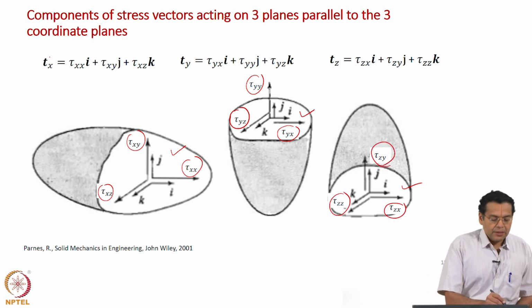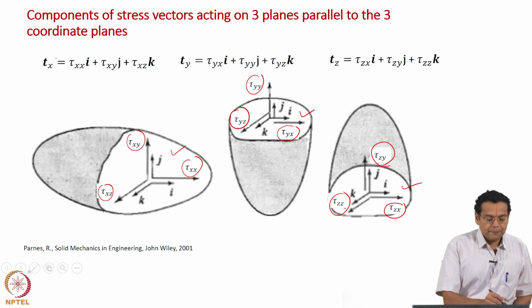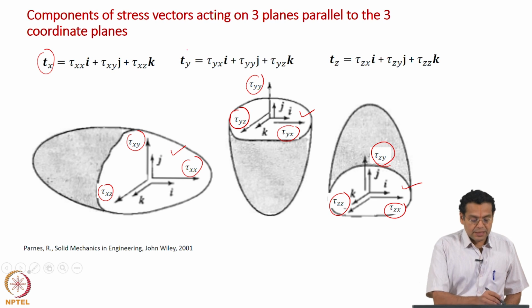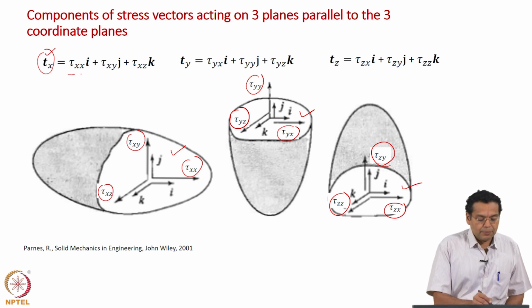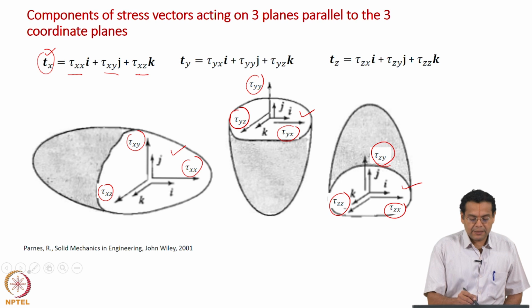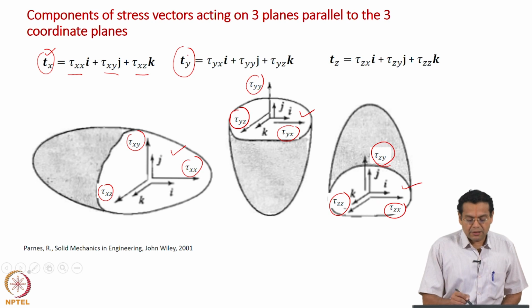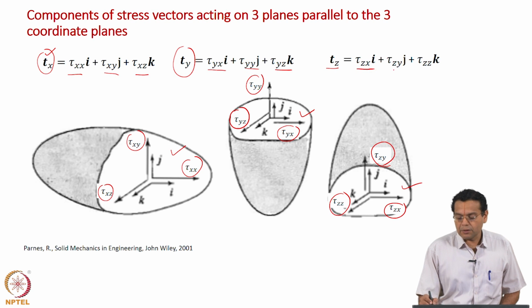All these are represented vectorially: the components of the stress vector on the x plane, and then the components of the stress vector on the y plane. In this diagram, of course, the stress vector is not shown, only the components are shown, the stress vector on the y plane and its components, the stress vector on the z plane and its components.